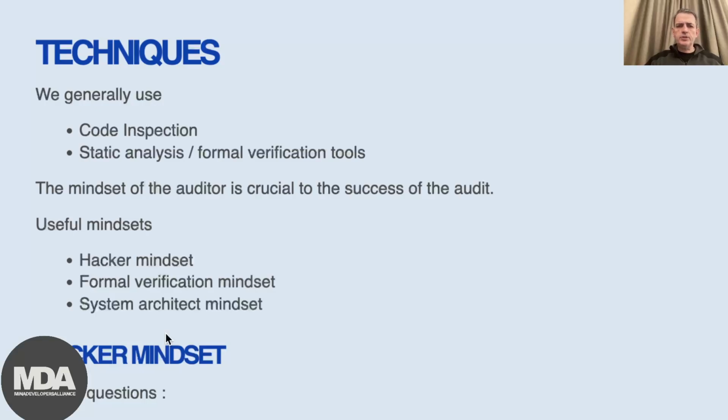So thinking about some techniques we can use when we are doing, say, code inspection, one of the most crucial parts is the mindset of the auditor. And there are different mindsets that we can use. We can take some different approaches to the audit. So, for example, we could take more of a hacker mindset, thinking about how we can damage the system or exploit vulnerabilities. We can take more of a formal verification mindset, looking at the correctness of the system as a whole. We can also look at the general architecture of the system.